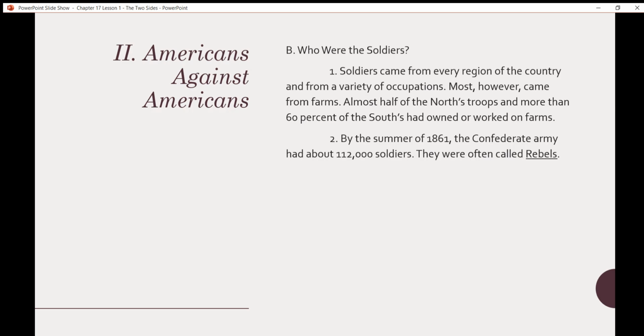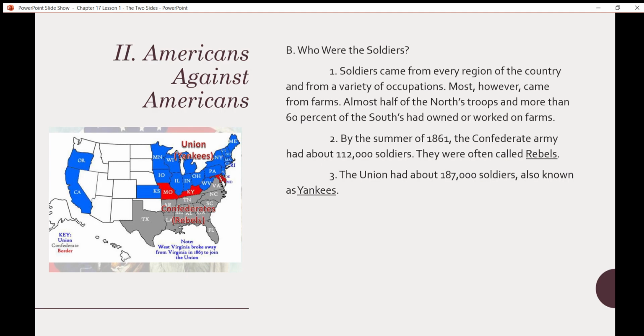By the summer of 1861, just a couple of months after the Battle of Fort Sumter and the eruption of the Civil War, the Confederate Army had about 112,000 soldiers. They were often called rebels. On the other hand, the Union had about 187,000 soldiers, and they called themselves Yankees. So the Yankees, and now you can probably guess where that name comes from for the baseball team, occupied the North, that is the Union territory. The rebels, the Confederates, occupied the South.